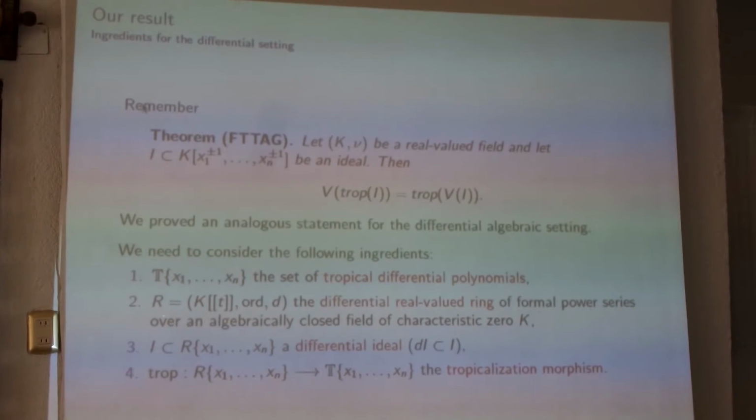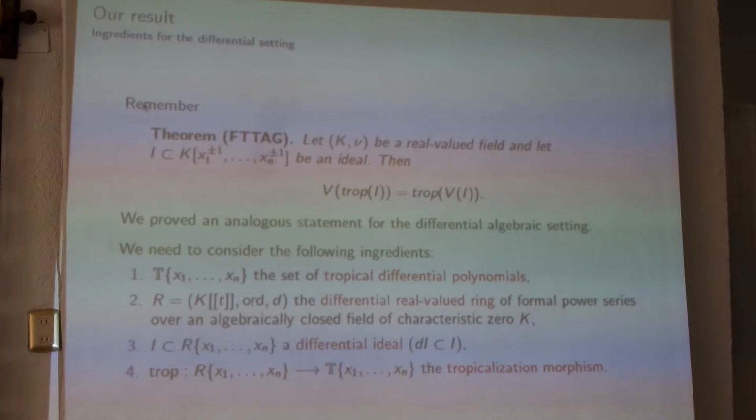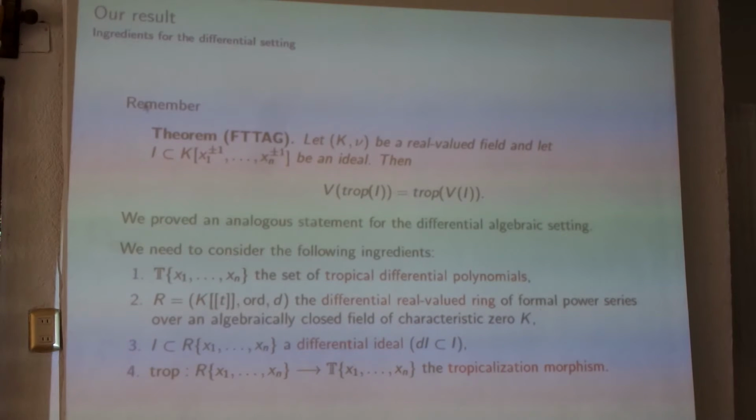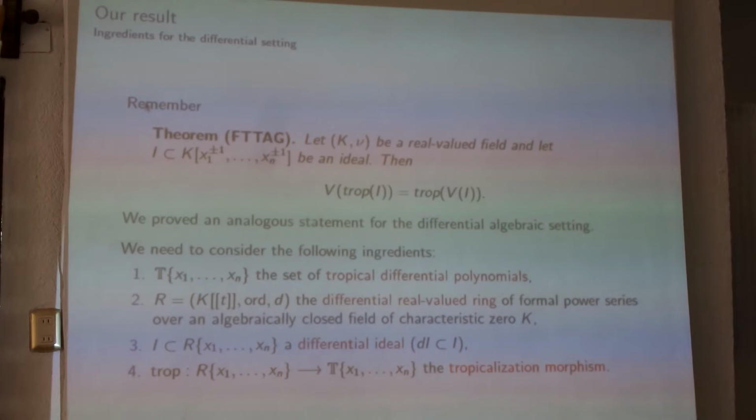I will consider the ring of formal power series in one variable together with the order valuation and with the usual differential structure, the usual differential. This is a differential valued ring of formal power series over an algebraically closed field of characteristic 0, k. This is going to be fixed for all the talk.